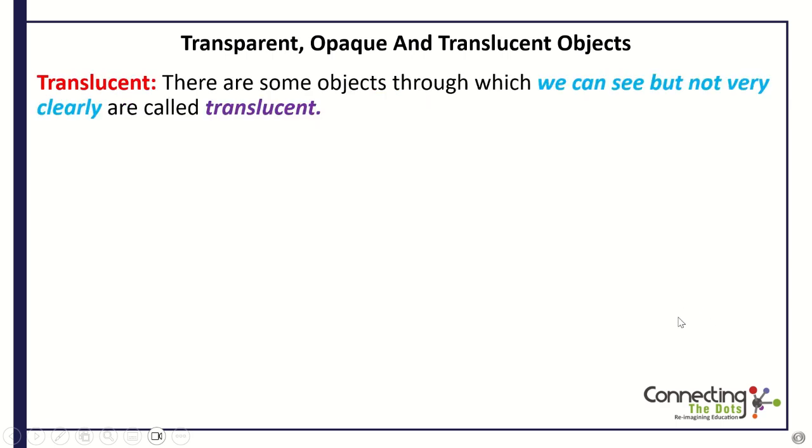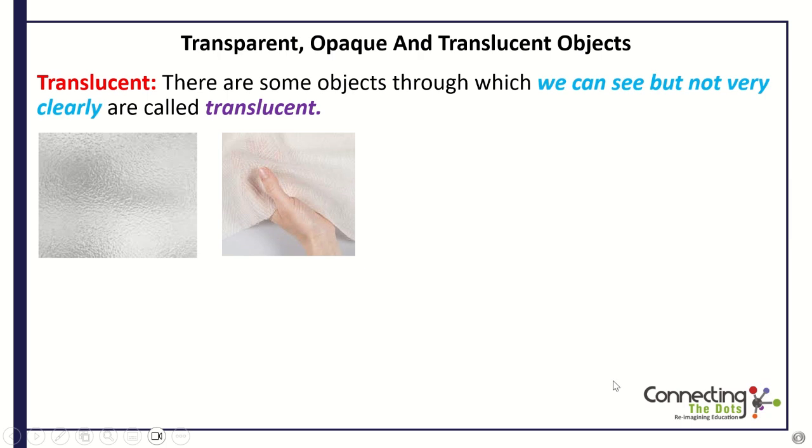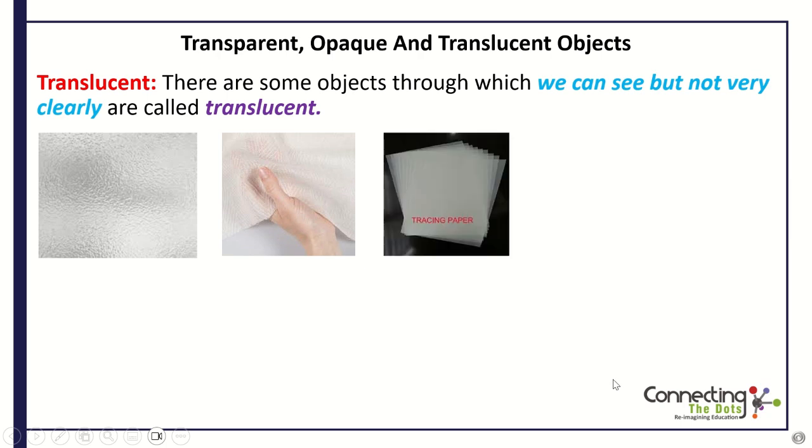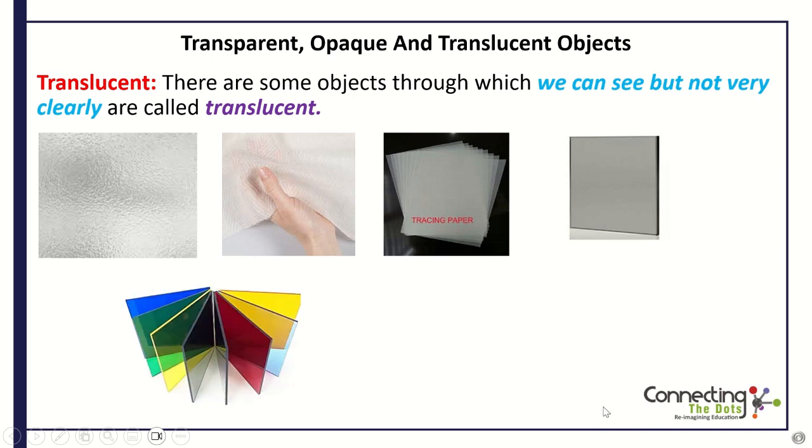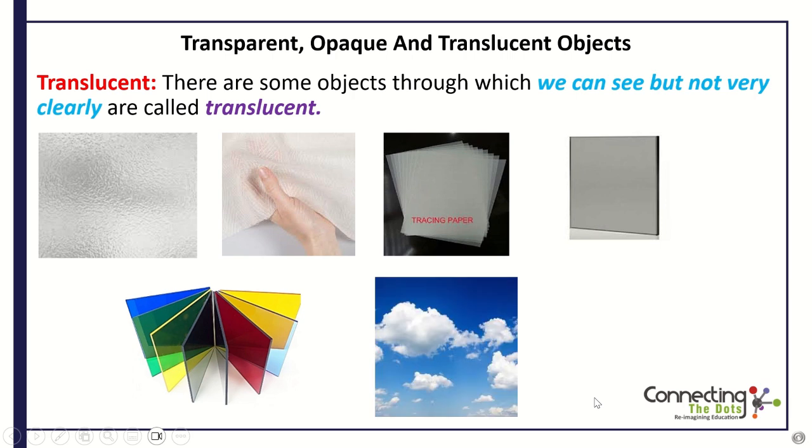Now, what are translucent objects? Translucent objects allow light to pass through them, but not all the light. They allow light to pass through partially. We can see through translucent objects, but not very clearly. Such objects are known as translucent objects. Examples are certain fiber boards or certain plastics and certain fabrics. Tracing paper, butter paper is another example, right? Then colored glasses through which we can see the objects, but they do not allow the complete light to pass through. These are some of the examples of translucent objects.